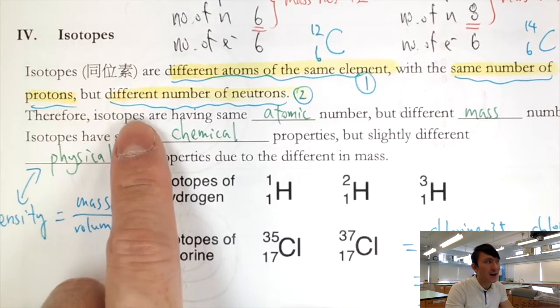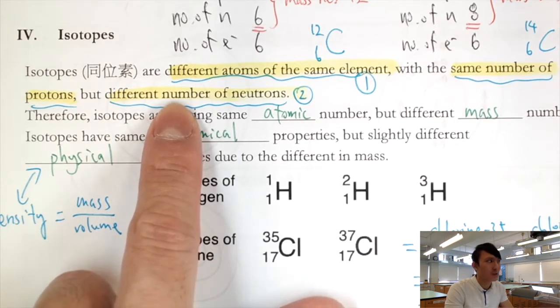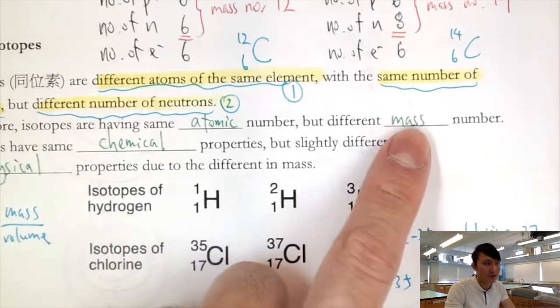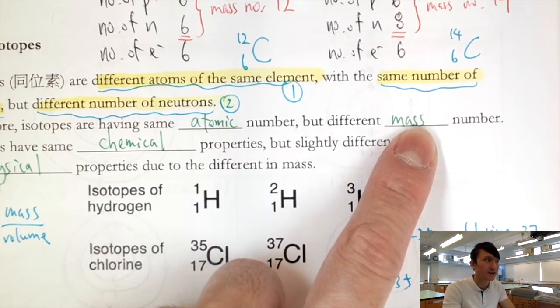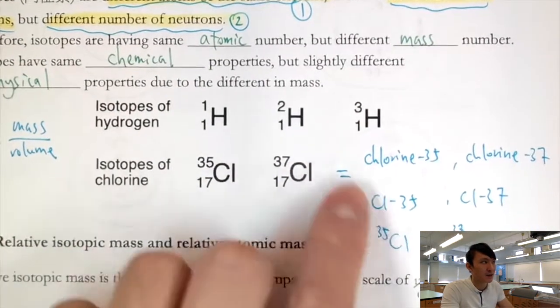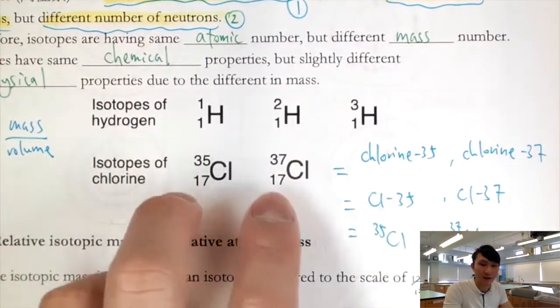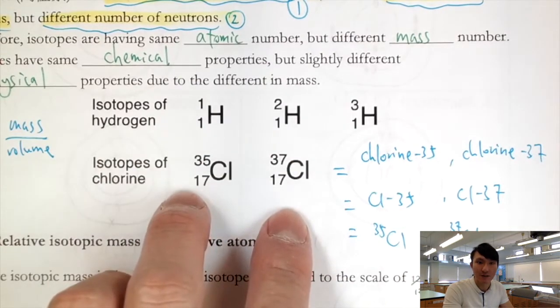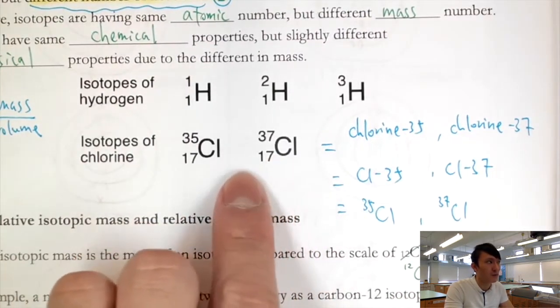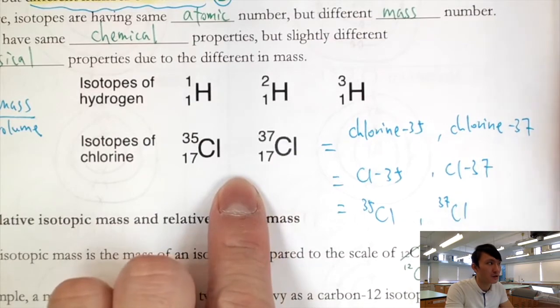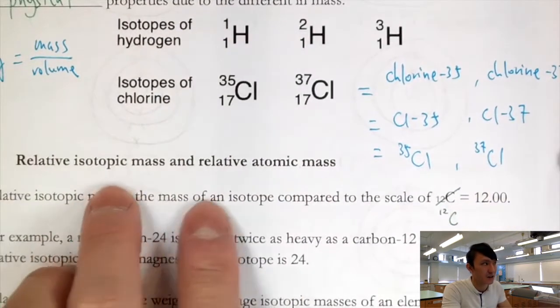Now, when they have different numbers of neutrons, they will have different mass numbers as well. In other words, they have different mass, but they belong to the same element, right? Last time we looked at some very typical common examples, and hopefully you are able to memorize these. For chlorine here, I want to talk a little bit more because I am going to use chlorine as an example to illustrate the concept.